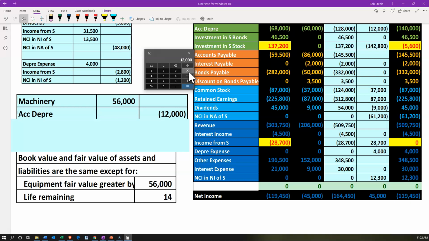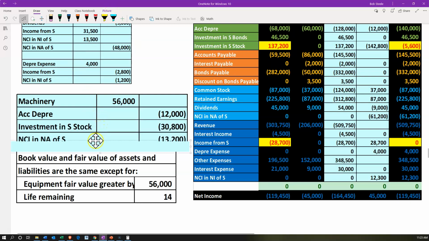Therefore, it's been 3 years that this added amount is going to have to be included, and we have to include the whole thing each time we do the consolidation. So there's going to be the 12,000. And then we're going to take that 12,000 and break it out between the balance sheet side for the controlling and non-controlling interest, that being the investment in the stock and the non-controlling interest.